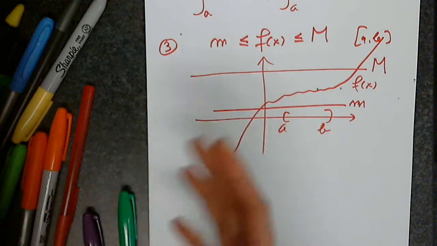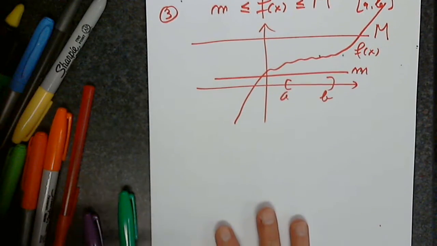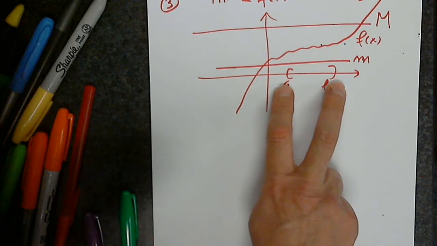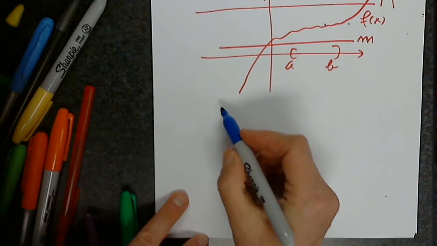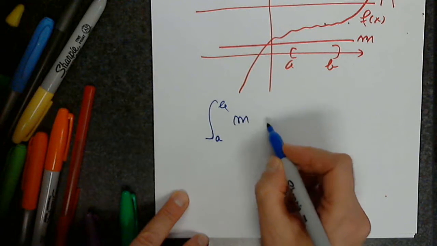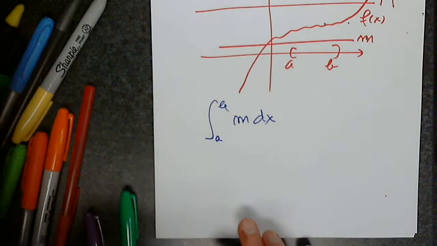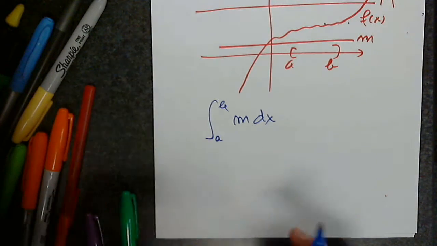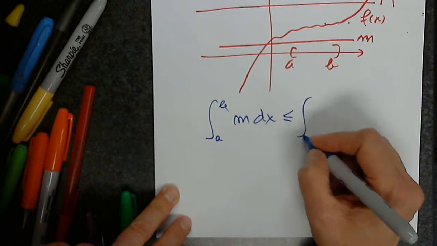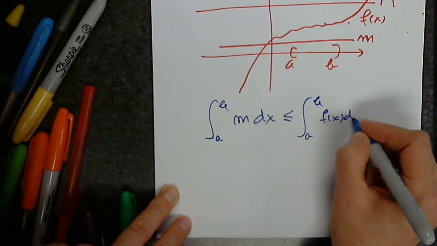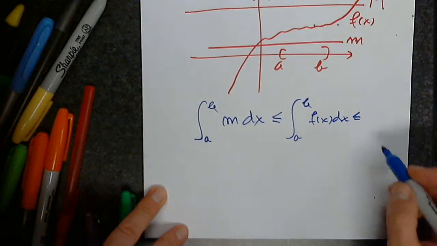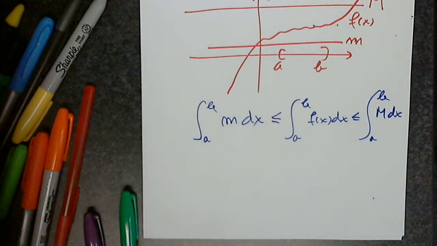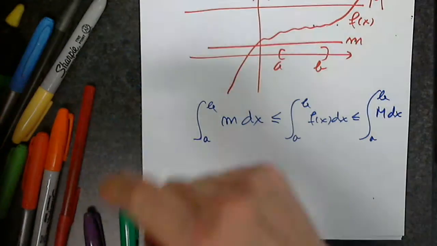Good. So then, if that's the case, I'm allowed to integrate all three sides of the inequality on the interval a comma b. So the left-hand side is the integral from a to b of little m dx. The integral has no meaning if you don't have a dx or dy or dz, right? It must be less than or equal to the integral from a to b of f of x dx, which must be less than or equal to the integral from a to b of uppercase M dx. Do you agree with this? This is based on what we just discussed a minute ago.